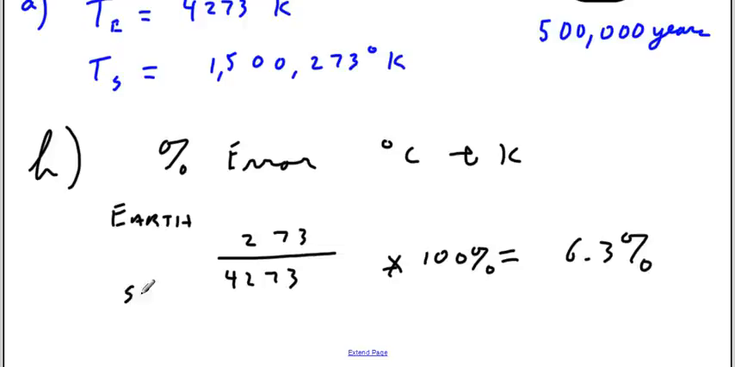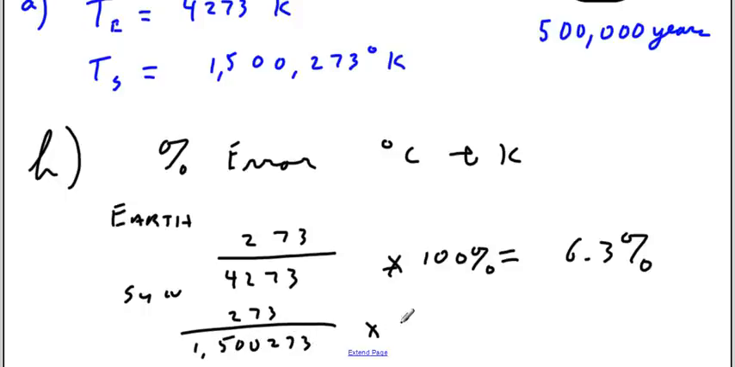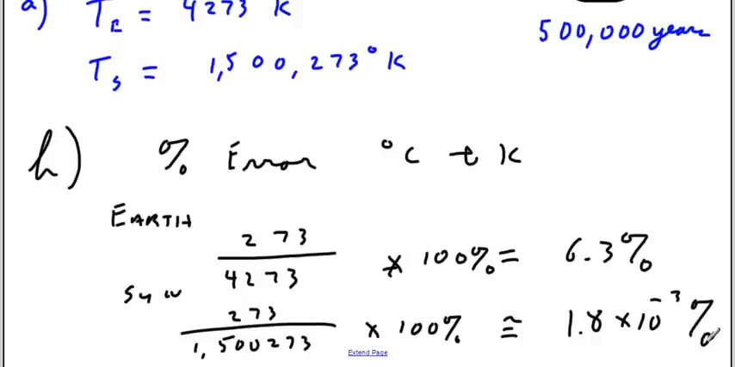For the Sun, it would be 273 divided by 15,000,273, and that would be about 1.8 times 10 to the minus 3%, which is not very much of an error. Not very much at all.